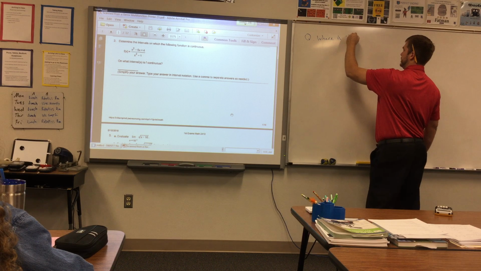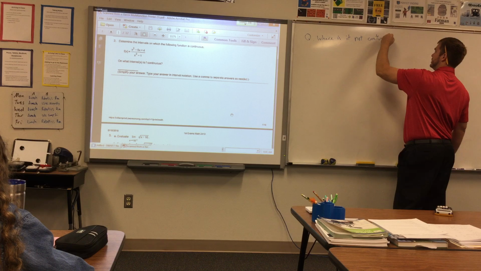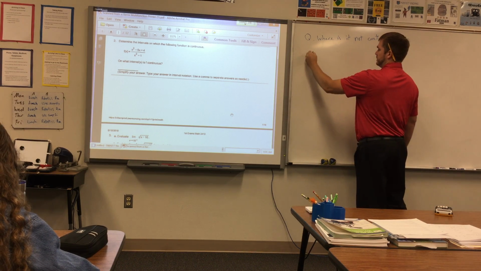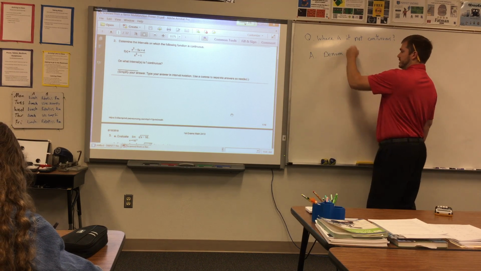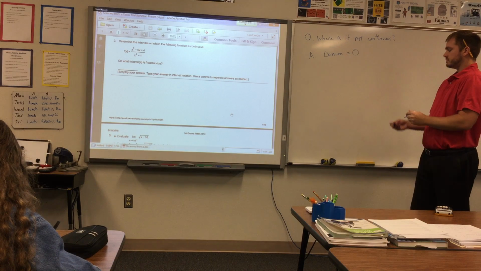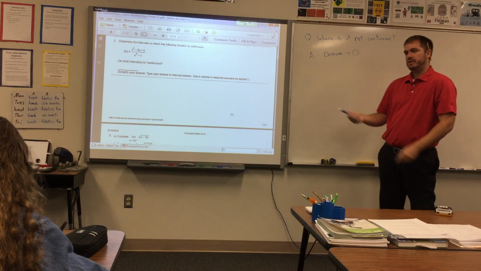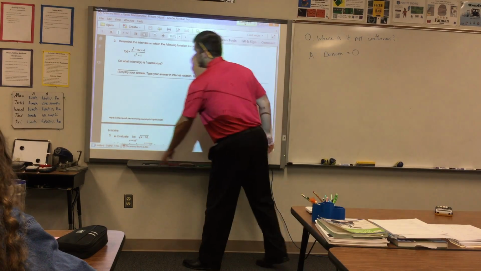Where is it not continuous? And the answer, one of those possible answers, is when the denominator equals 0. Particularly in a rational function like this. If you have trig functions and stuff like that, you have asymptotes and things like that. This is a good one for this case.